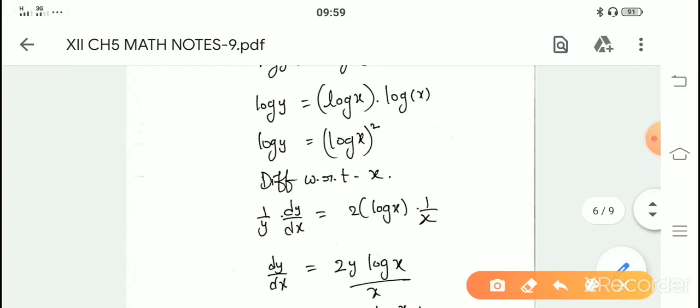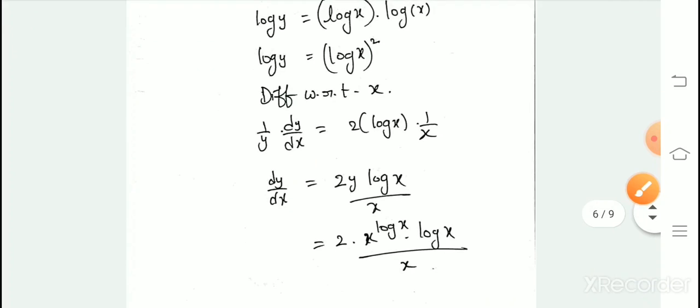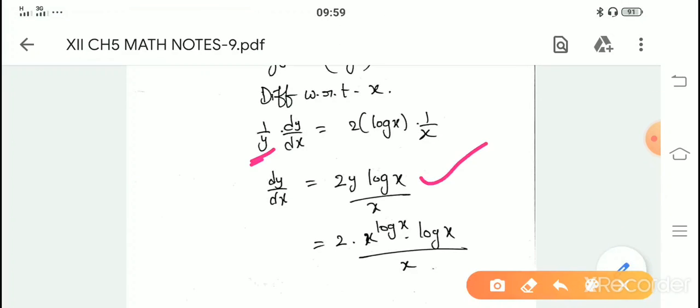Log y derivative is 1 by y dy by dx, 2 log x into 1 by x, because of the chain rule, log x whole square derivative is 2 log x into 1 by x. So this y goes to that side: 2y log x by x, where y means what? x power log x. Substitute. See the question.